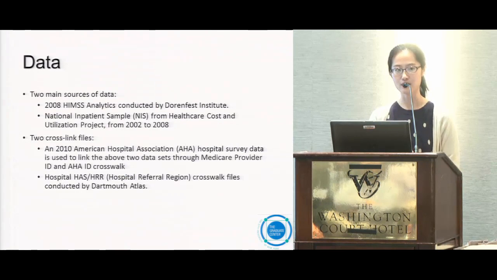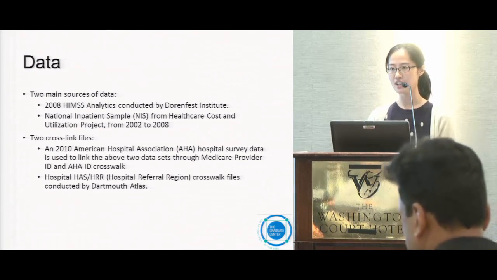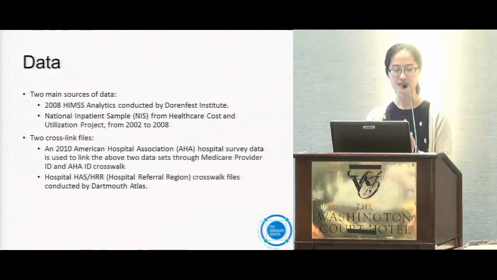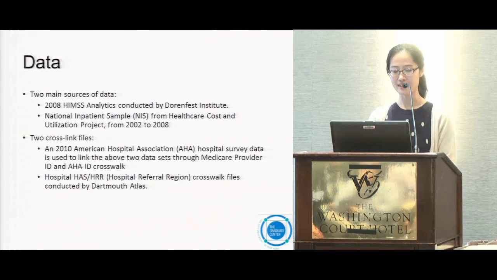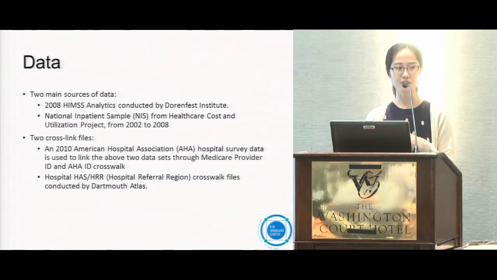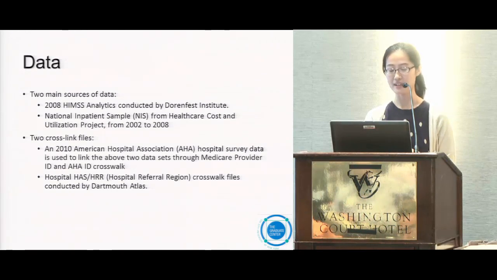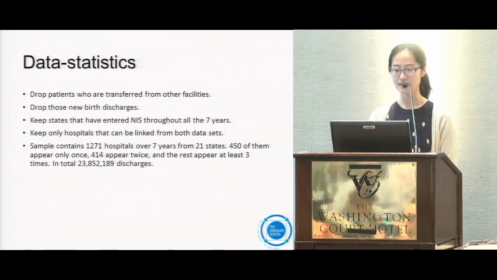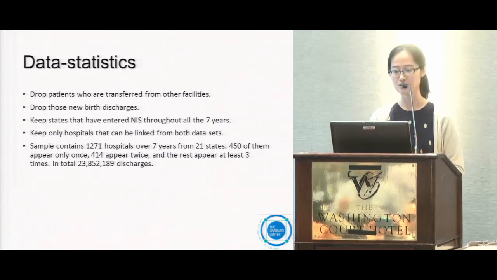About my data, there are two major parts. One is from the HIMSS Analytics from 2008, and the National Inpatient Sample from the HCUP project. I'm also using the AHA cross-link file to link these two together. Another file that I am using is the Dartmouth Atlas Hospital Referral Region file, and that is going to define the hospital competition market that I will be using in my identification strategy.